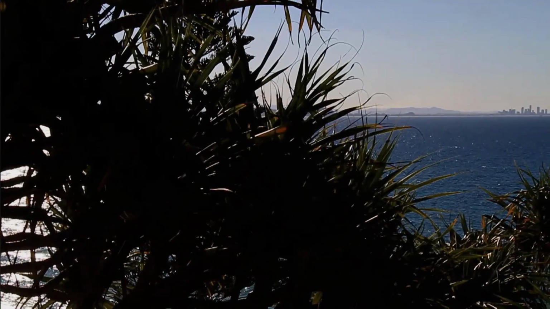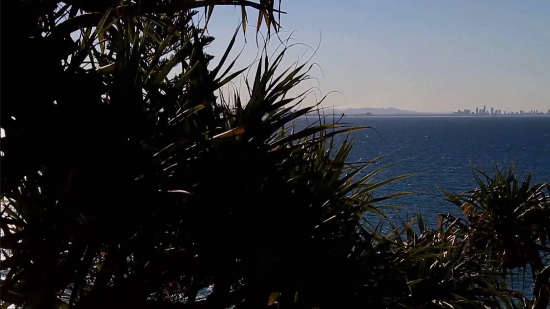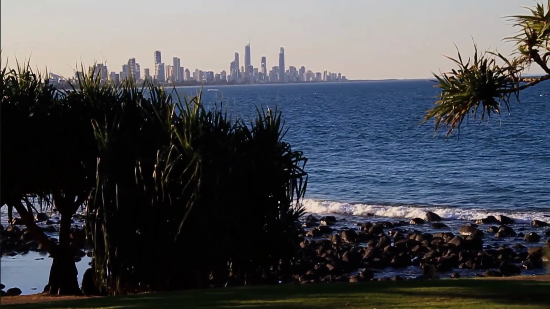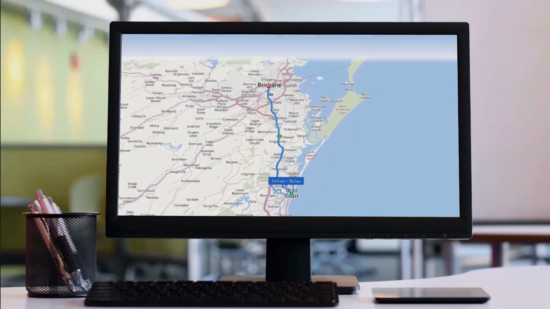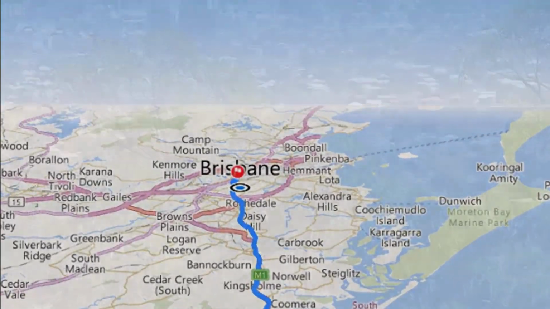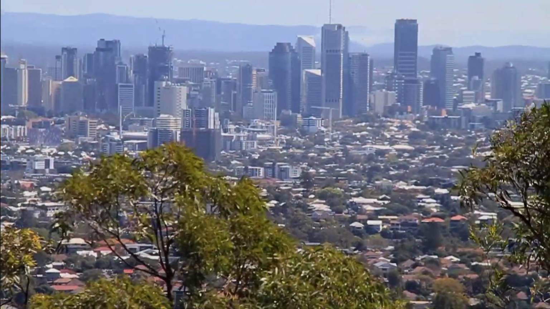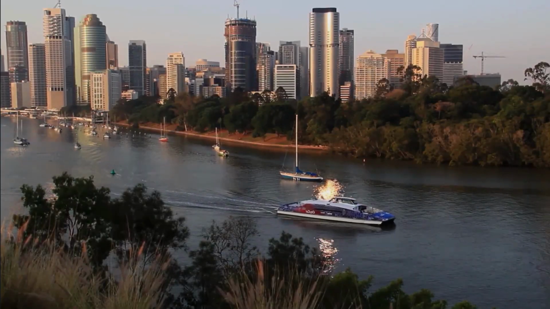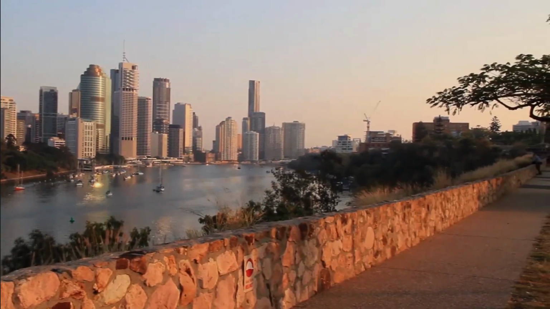This is the Gold Coast of Australia. Population 560,000. It's late Sunday afternoon. This is Brisbane, 70 kilometres away. Population 2.3 million. It's early Monday morning.